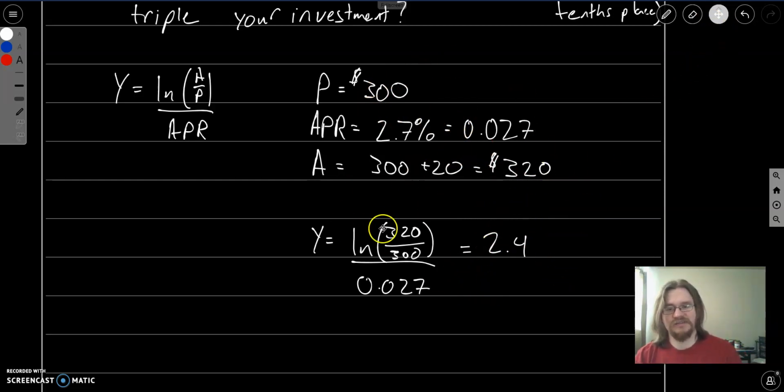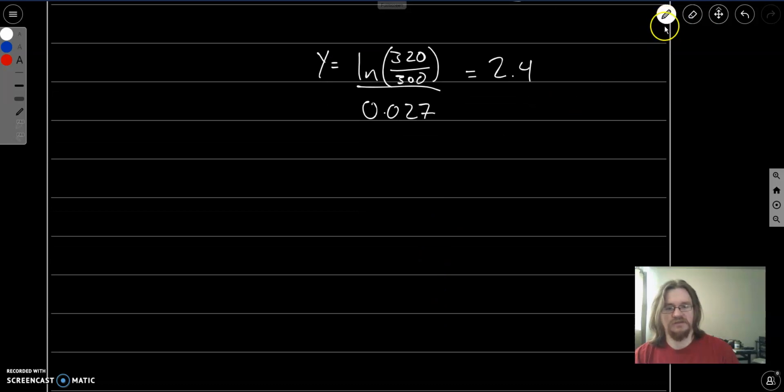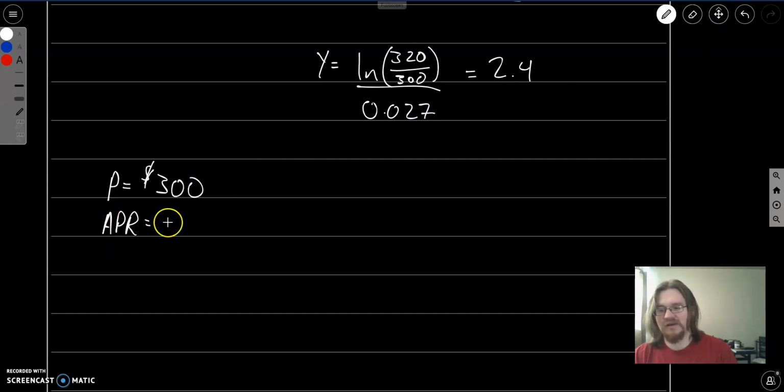Cool. So let's do another one. Let's see how long it would take to double our investment. Again, our initial principal hasn't changed. We still invested $300. Our APR is going to be the same, 0.027, as in 2.7%. But now we're looking to see how long it'll take to double our initial amount invested. Well, if you double something, we're multiplying it by 2. So this is going to be 300 times 2. So the money in our account after we double is going to be $600.